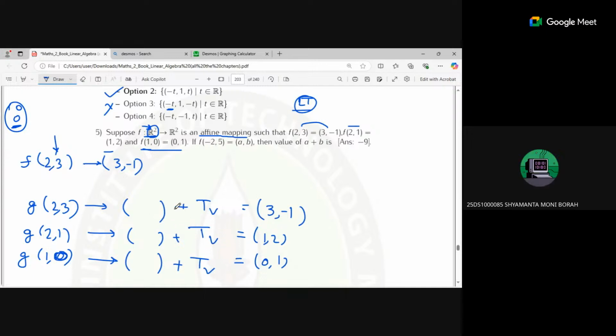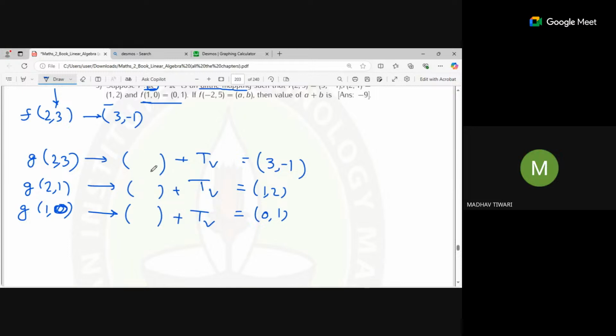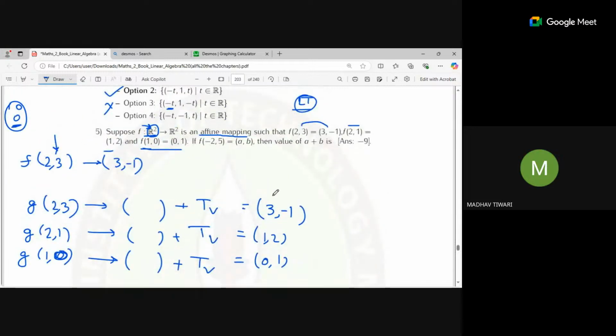We know that whatever the value here, it is a two component vector, so it will have two values. Suppose x1, y1, x2, y2, and x3, y3 are there. This x1 will be some linear combination of these two, as it is a linear transformation. Same for y1, some linear combination of these two values. The same linear combination will apply here, but now the values are 2 and 1, and we will get this.